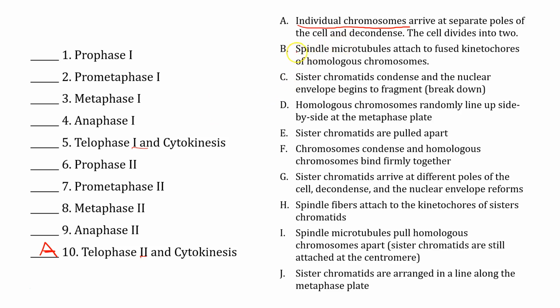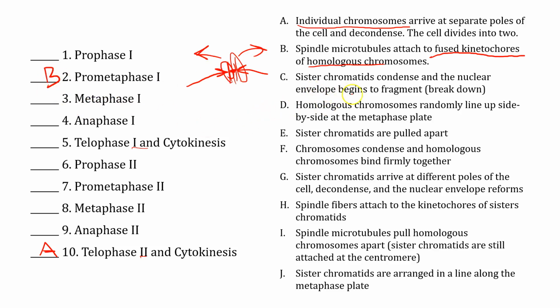So then here B, spindle microtubules attached to fused kinetochores. Okay, we know that microtubules attach to kinetochores in the process of prometaphase. So then it's just a matter of whether it is prometaphase 1 or prometaphase 2. And here they say that it's attaching two fused homologous chromosomes. So you have a tetrad, which is two homologous chromosomes bound together, and it's attaching onto either side of that kinetochore, and it's going to pull apart those homologous chromosomes. So if that's the case, it's going to be prometaphase 1.